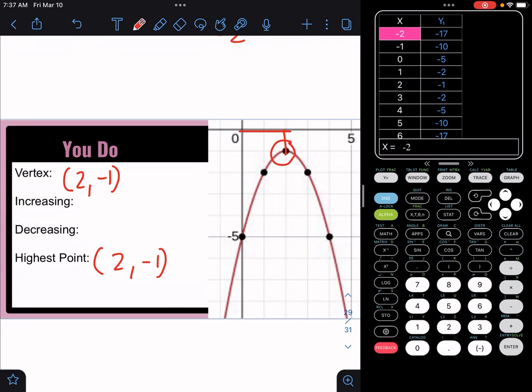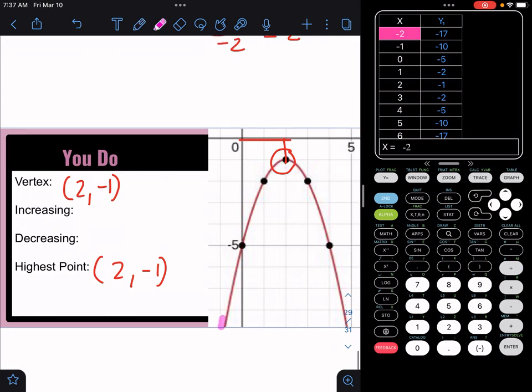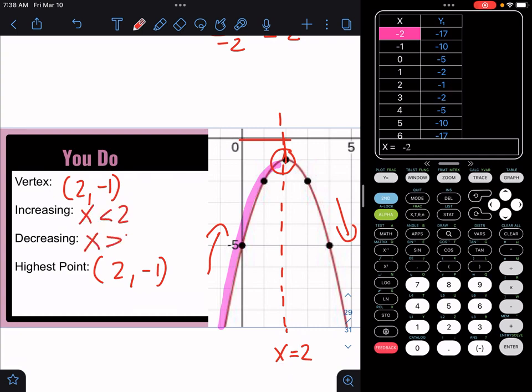And now we want to think about where this graph is increasing and where it is decreasing. This section of the graph, if you see I'm going up, that would be my increasing section. And this section would be my decreasing section. And they stop increasing and decreasing at x equals 2. That's when it stops increasing and then becomes decreasing. So is it increasing when x is less than 2 or greater than 2? Well, if it's increasing for everything to the left of the line, that would be when x is less than 2, which means that it's decreasing when x is greater than 2.